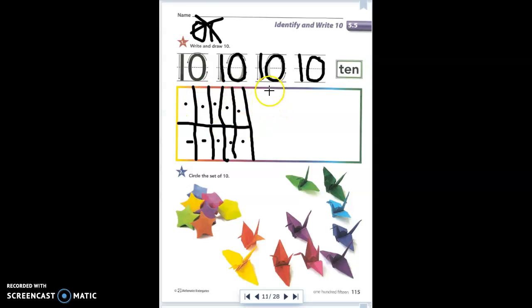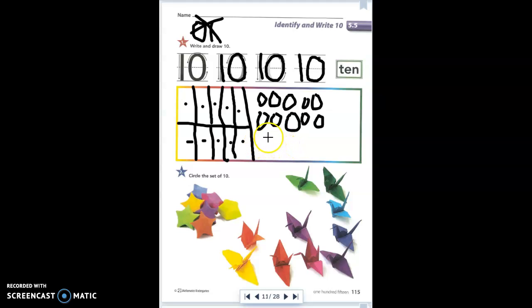If I'd like to draw 10 objects, I can just make a series of 2 groups of 5. So there's one group of 5 and another group of 5. For me, that's the easiest way to make 10 in the way that my eyes are trained to notice it, just like in the 10 frame. 5 on top, 5 on bottom. That gives me 10. I can also make 10 with tally marks.